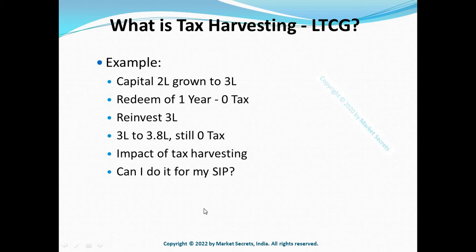So what do you think about tax harvesting? Are you doing tax harvesting? If not, why? Every single person who is investing in the market should do tax harvesting because it reduces the taxes in your future years and it is not complicated at all. So if you look at the example here, this is exactly what is happening. What you need to do is just redeem and reinvest on the same day. As simple as that. You don't have to overcomplicate it.